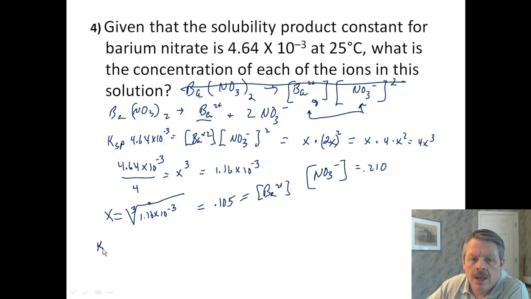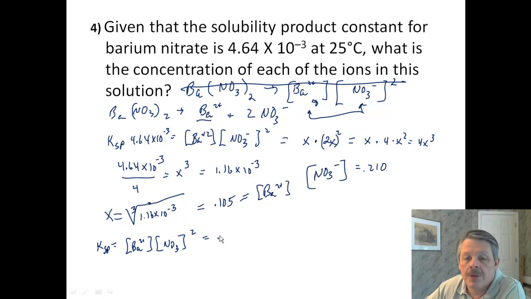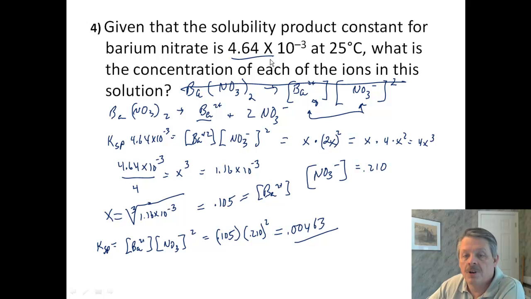Our Ksp is supposed to be equal to the concentration of barium times the concentration of nitrate squared. So that is 0.105 times 0.210 squared. And if I do that, I come up with 0.00463, which is certainly close enough to my answer of 0.00464. So that works. I've checked my work to make sure it's right. So that's cool. On to number 5.